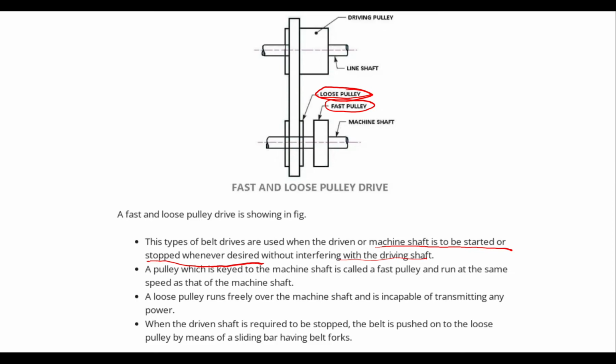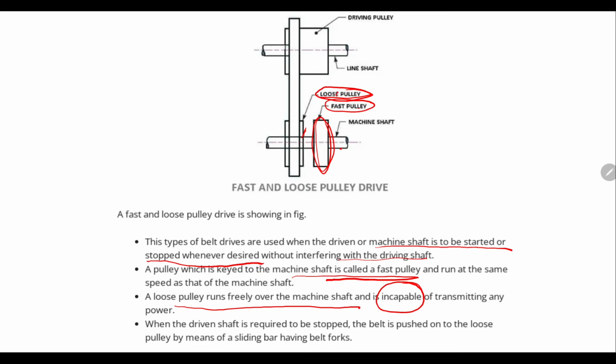A pulley which is keyed to the machine shaft is called a fast pulley. So this fast pulley is keyed to and runs at the same speed as that of the machine shaft. A loose pulley runs freely over the machine shaft and is incapable of transmitting any power. So the fast pulley is keyed to the shaft, but the loose pulley is not keyed to the shaft. It is only revolving around that particular shaft and is incapable of transmitting power. So only the fast pulley is going to transmit the power.